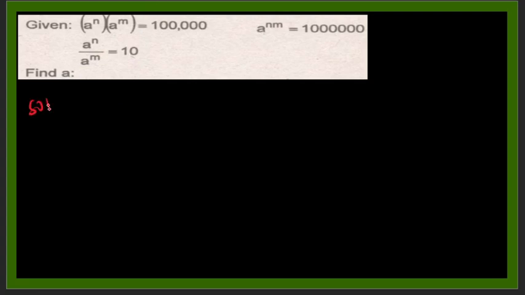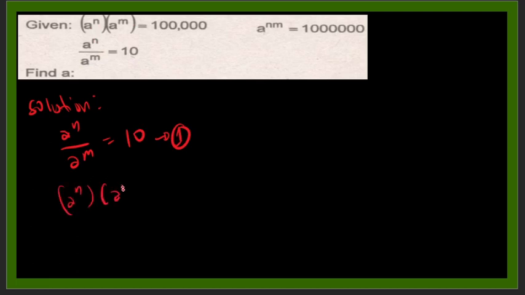So, solution. First we will consider these equations. We have a to the power of n over a to the power of m is equal to 10. So this will be our equation 1. And then we have this expression also, a to the power of n times a to the power of m is equal to 100,000.